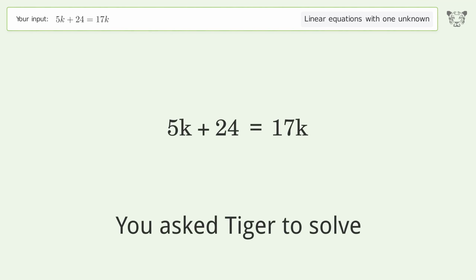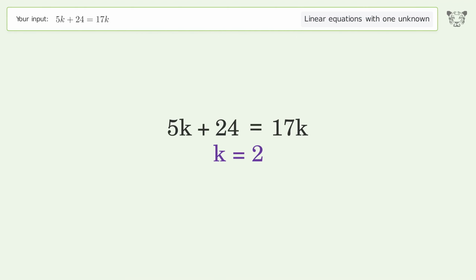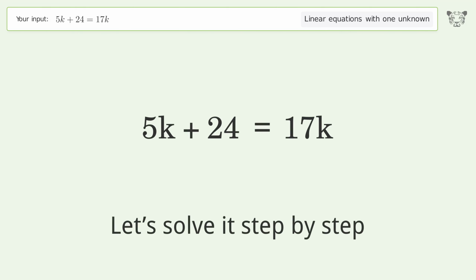You ask Tiger to solve. This deals with linear equations with one unknown. The final result is k equals 2. Let's solve it step by step.